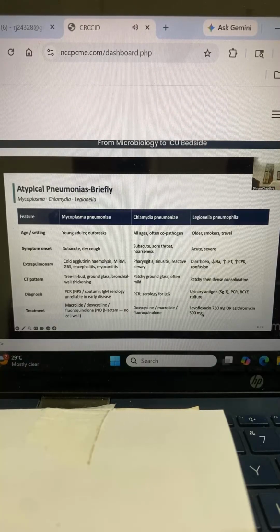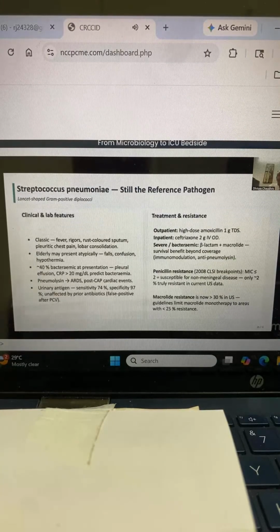But if it's a Legionella, then the preferred drug will be a quinolone, provided you rule out TB. In these cases, Streptococcus pneumoniae is the reference pathogen and will always stay there. This is the clinical lab feature. We saw the classical lobar segmental consolidation, rusty sputum, pleuritic chest pain. Elderly men present atypically, but because of molecular diagnostics, we are making the diagnosis of Strep pneumoniae far more commonly. Earlier, we used to simply give beta-lactams and the patient responded to Strep pneumoniae. In these cases, we can also see significant impaired spleen function, and very severe septicemic disease can be there.